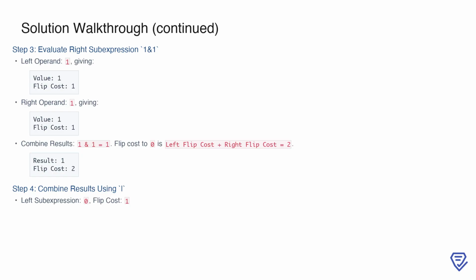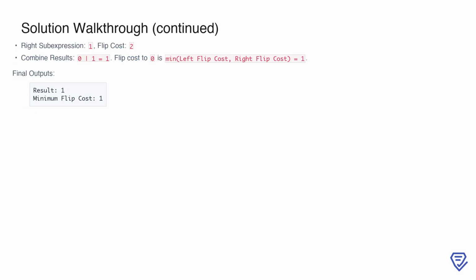With these evaluations, we now have the results and flip costs for both sub-expressions. The left sub-expression 0 AND 1 has a result of 0 and a flip cost of 1, while the right sub-expression 1 AND 1 has a result of 1 and a flip cost of 2. Finally, we combine the results of the two sub-expressions using the outer operator. The left sub-expression evaluates to 0 with a flip cost of 1, and the right sub-expression evaluates to 1 with a flip cost of 2.